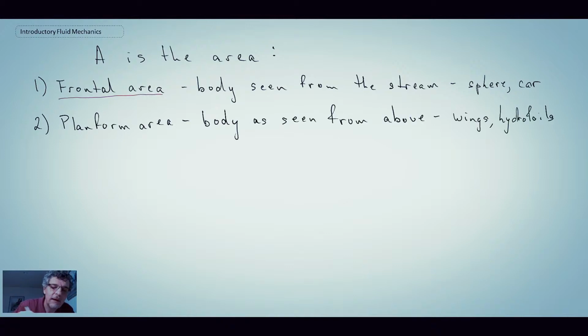So another form of area is the planform area, and that refers to the body as seen from above. Examples where you may use the planform area could be a wing, so the area as looking down on the wing. A nautical application would be hydrofoils, looking at the area from the top of a hydrofoil. So that's planform area. It's another area that could sometimes be used.